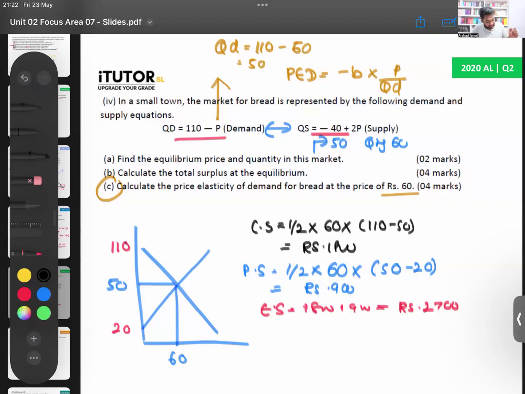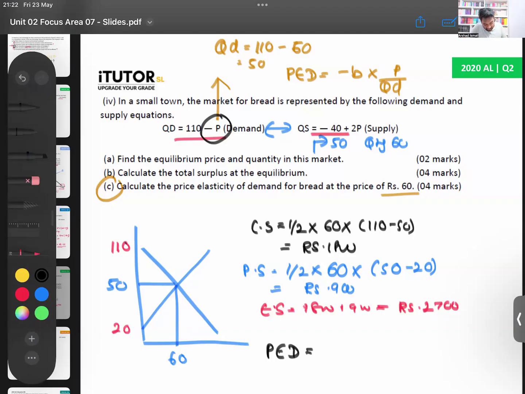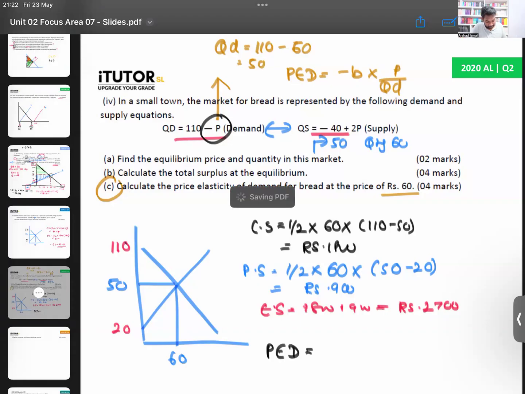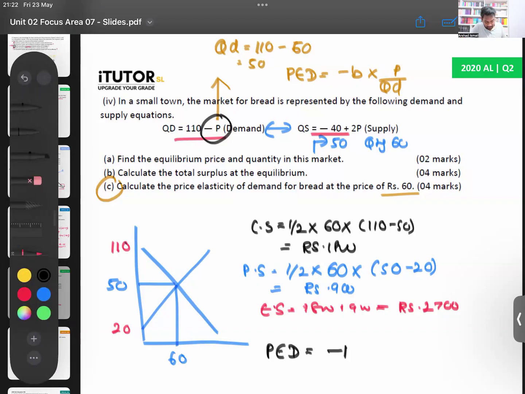For minus B, I don't have space, so I'll write it at the bottom. PED, minus B is how much? Not 0. P is with a minus, so that P is 1P. So B is minus 1. Minus 1, price is 60, quantity is 50. If you solve this, how much do we get? Minus 1.2. If they ask for total surplus for a tax good, the government doesn't need to be a part of it.